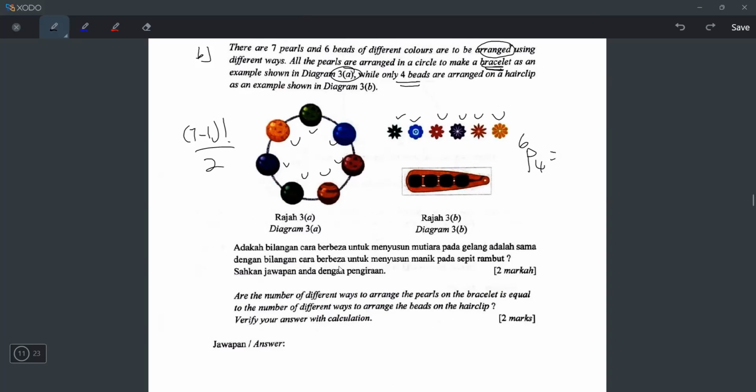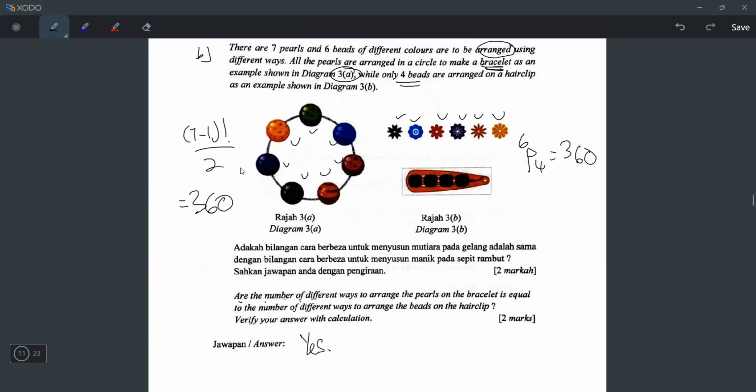So that's all. And then they say the number of different ways to arrange the pearls on a bracelet is equal to the number of different ways to arrange beads on a hair clip. Verify your answer with calculation. It means I have to calculate this and calculate this, and see whether they are the same or not. So 7 minus 1 is 6, right? So 6 factorial, which is 6P6, divide by 2. So I get 360 here. And then what is 6P4? Oh, I also get 360. It means the number of different ways to arrange pearls is equal to the number of ways to arrange beads. So yes.